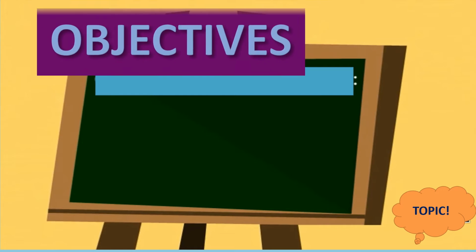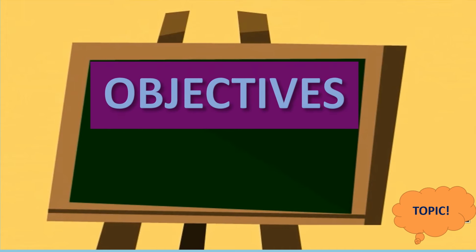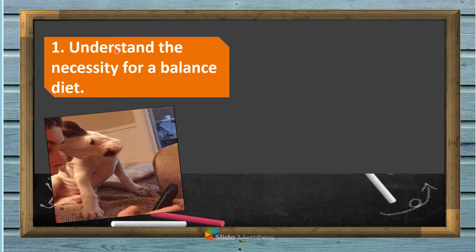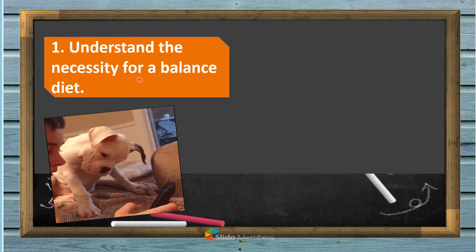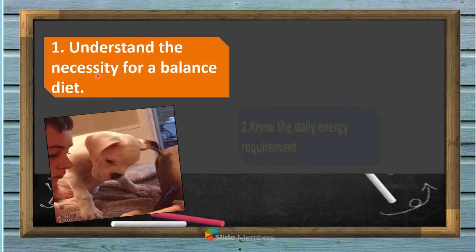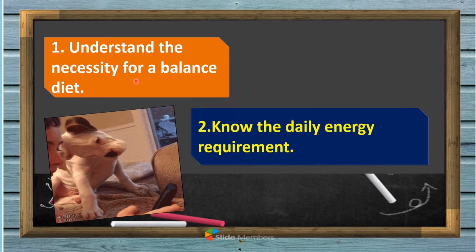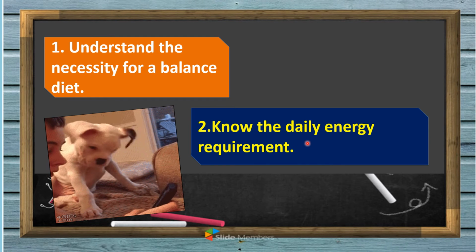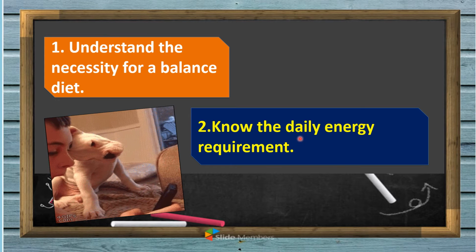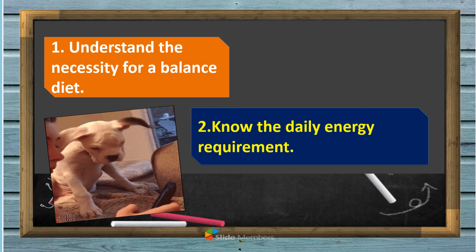Okay, for today's objectives, meaning the things that you're going to learn. Class, I would like you to understand the necessity for a balanced diet, the importance of a balanced diet. Number 2, know the daily energy requirement, the everyday energy requirements of our body.